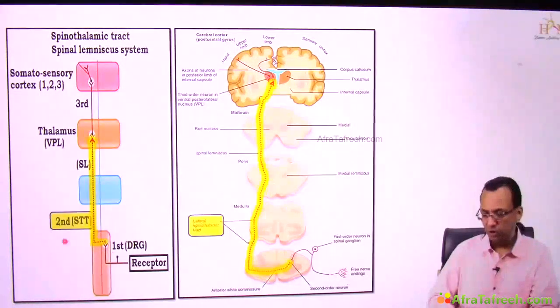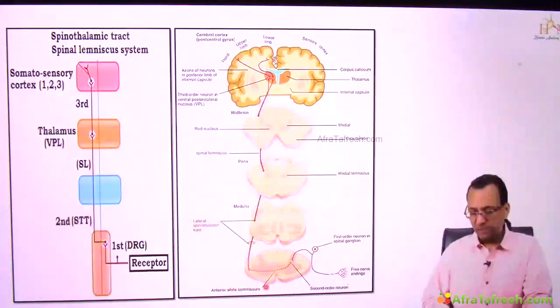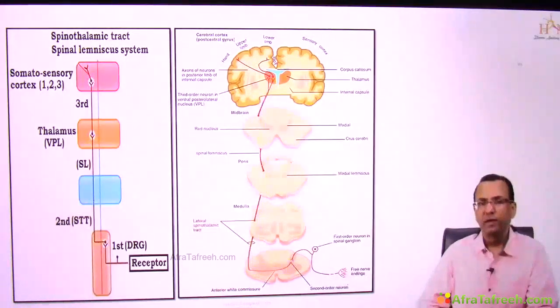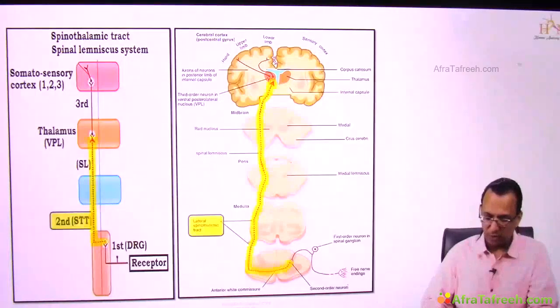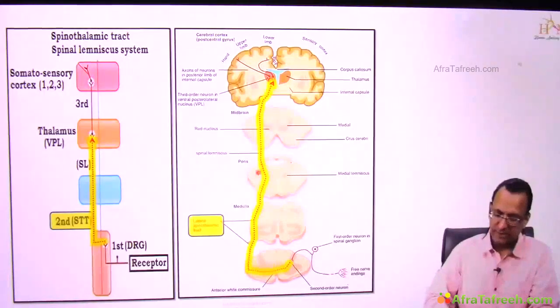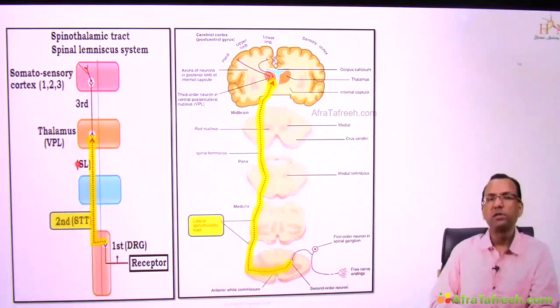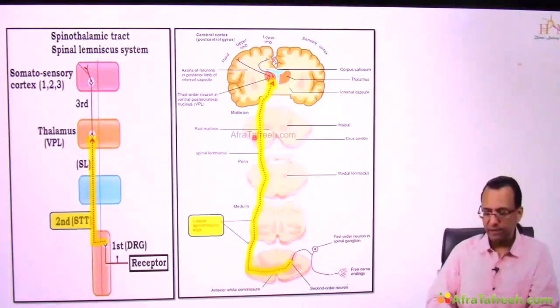So the spinothalamic tract is the second order neuron? Yes. Crossing the midline where? In the anterior white commissure. And then this second order neuron runs as the lateral spinothalamic tract. When it is passing through the brainstem, it becomes the spinal lemniscus. So in the brainstem, the lateral spinothalamic tract is called the spinal lemniscus.